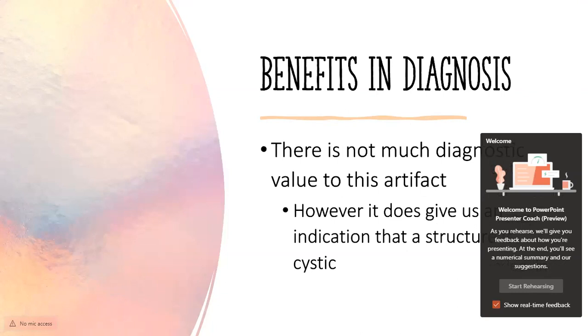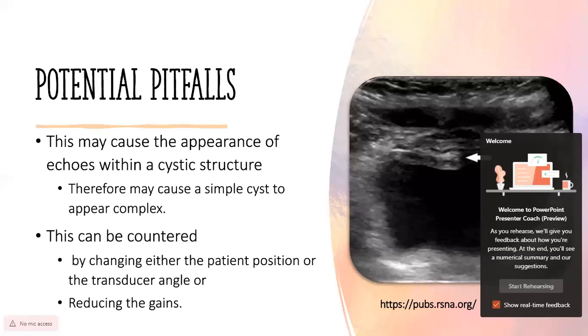There's not much diagnostic value to this artifact. However, it may give us an indication that a structure is cystic. The potential pitfall is that this may cause the appearance of echoes within a cystic structure. Therefore, it may cause a simple cyst to appear complex. This can be countered by changing either the patient position or your transducer angle. It can also be countered by adjusting your overall gains or reducing them.